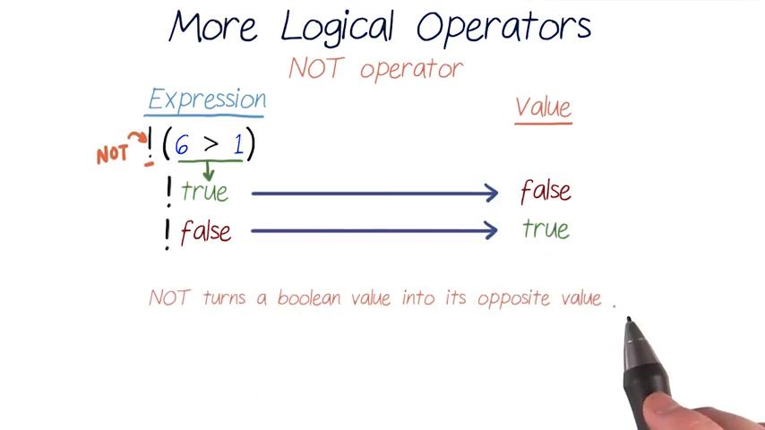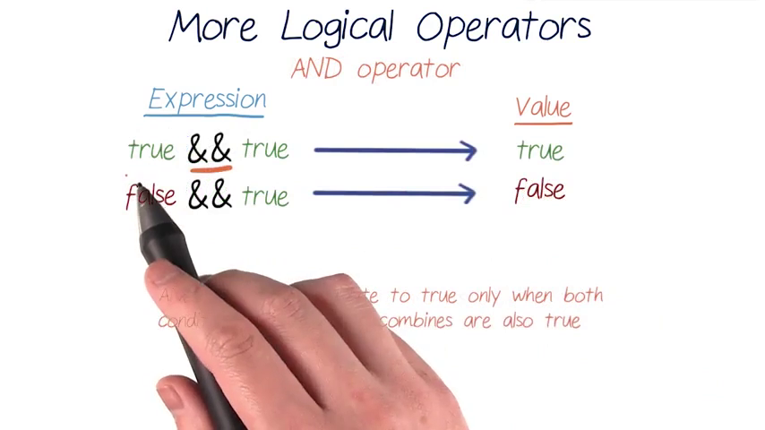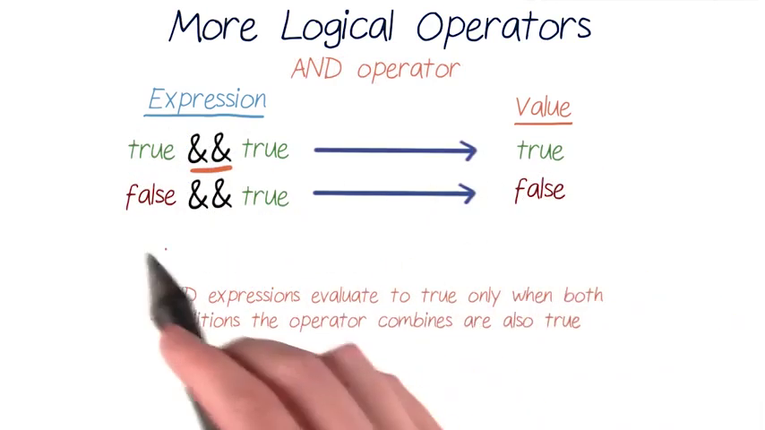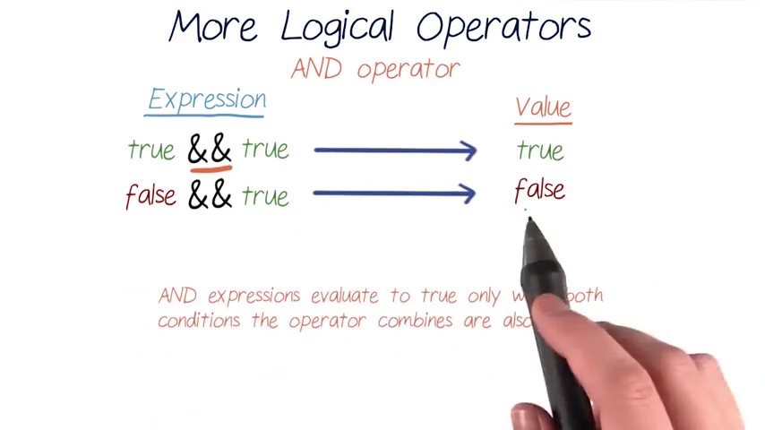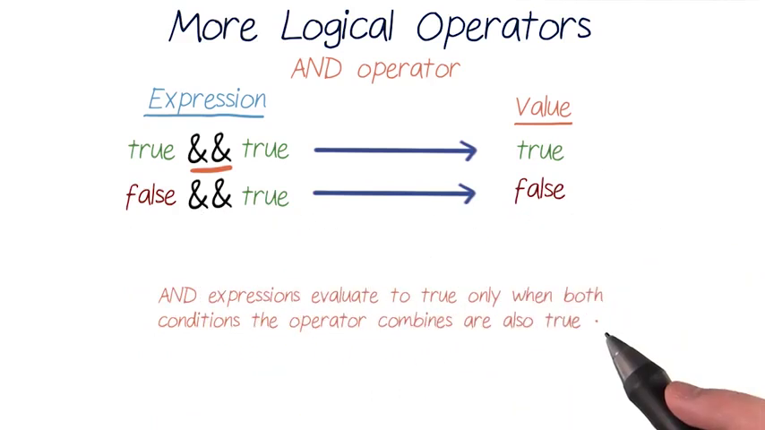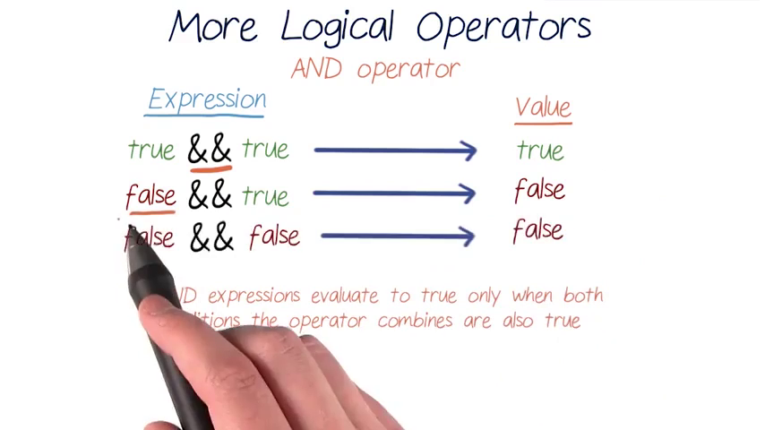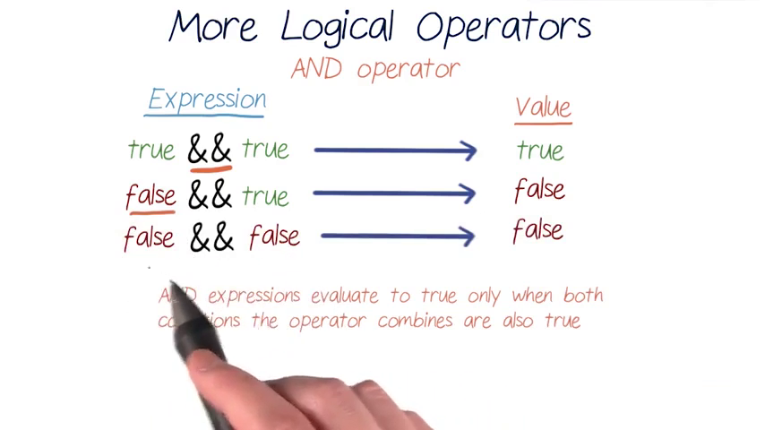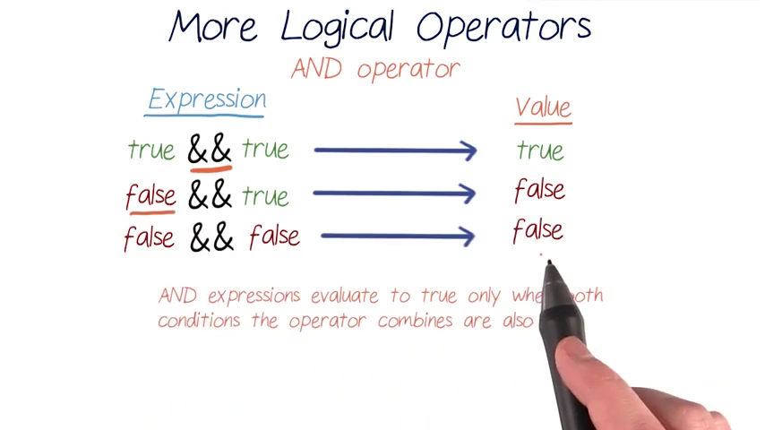Next, let's look at the AND operator. For the AND operator, true and true will evaluate to true, but false and true will evaluate to false. And this is because the AND operator needs both of its combined conditions to be true for the whole expression to evaluate to true. So if just one or both of its combined conditions are false, then the whole AND combination will also be false.